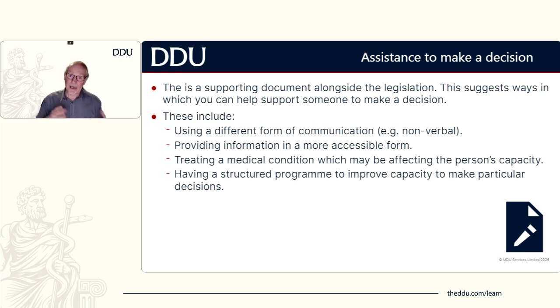When it comes to helping a patient to make a decision, there's a supporting document that sits alongside the Mental Capacity Act, and it goes into quite a lot of detail about the sorts of steps that you can take to try and help. So it's using different forms of communication, providing information in a more accessible way, making sure that you chunk it down into usable bites of information. So maybe it's something as simple as using larger print for someone who's got some eyesight problems. There's all sorts of ways that you can make it more accessible. Keeping your language simple is really important.